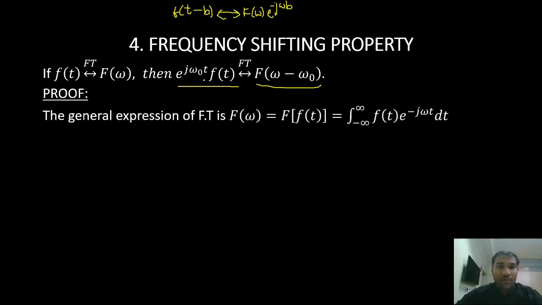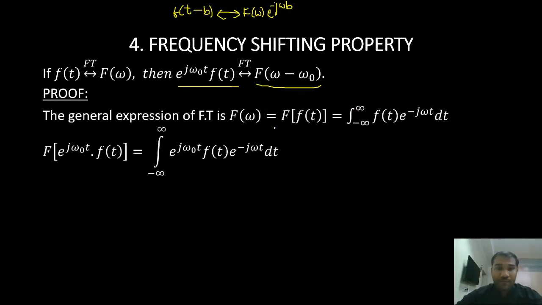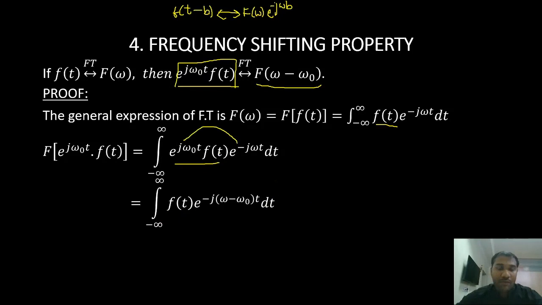Now, we'll take the expression for the Fourier transform of e power j omega naught t f of t. In place of f of t, I am just going to substitute e power j omega naught t f of t. Now both the e terms I'm going to combine. So it becomes f of t e power minus j omega minus omega naught t dt. This is how it combines.